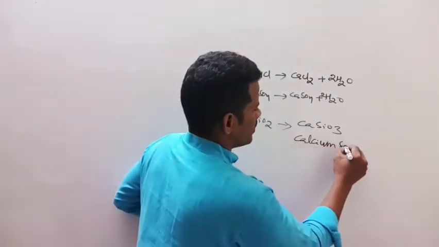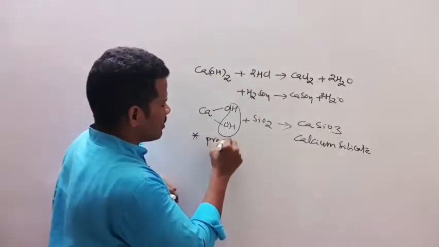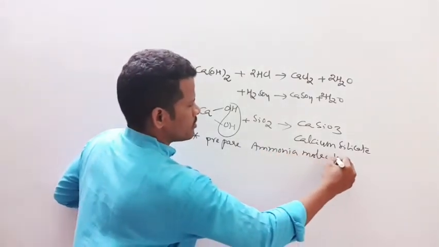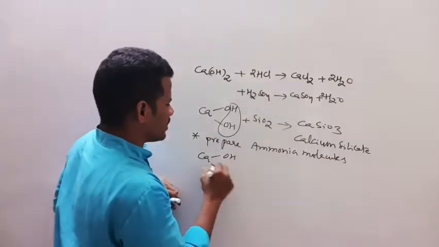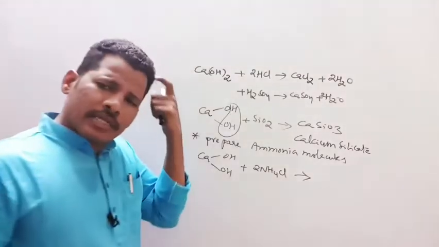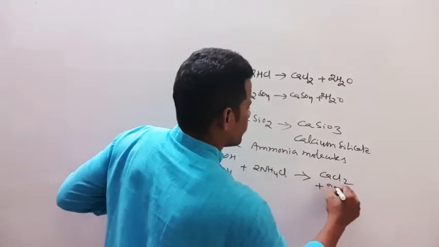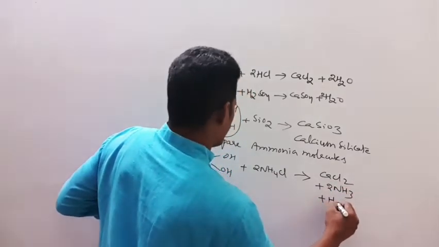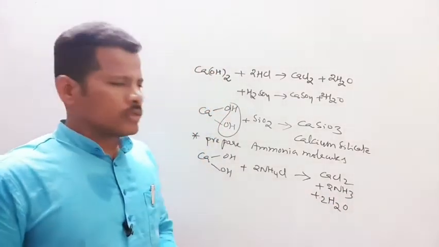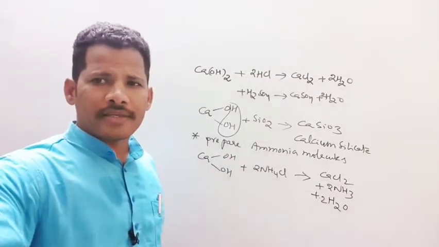Here calcium silicate is present. And now it is also used to prepare ammonia. For example, if you take calcium hydroxide and react it with 2 moles of ammonium chloride, what is the resultant product? Calcium chloride is formed, ammonia gas is evolved, and water is formed. So this is about calcium hydroxide reacting with ammonium chloride, which finally evolves ammonia gas.